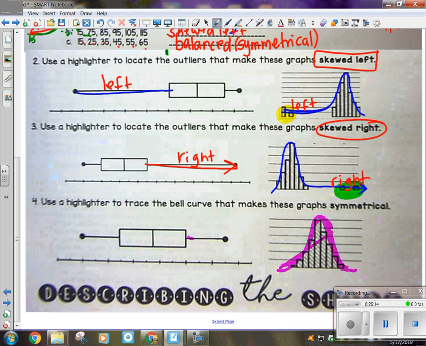Also, look right here. Notice how my whiskers, if it's symmetrical, are very similar to being the same shape. I don't have one whisker that's longer than the other. They're both about the same length. It looks like this length on the left and this length on the right are the same. So this is a very balanced set of data. Thus, it is a symmetrical set of data.